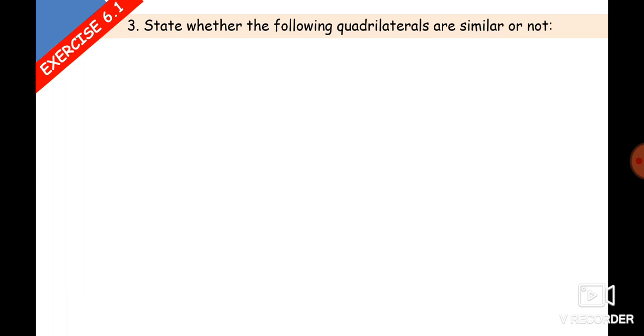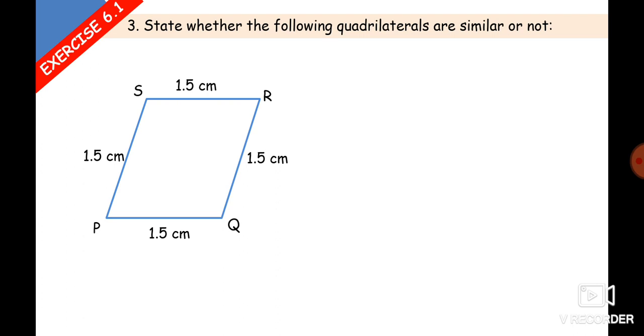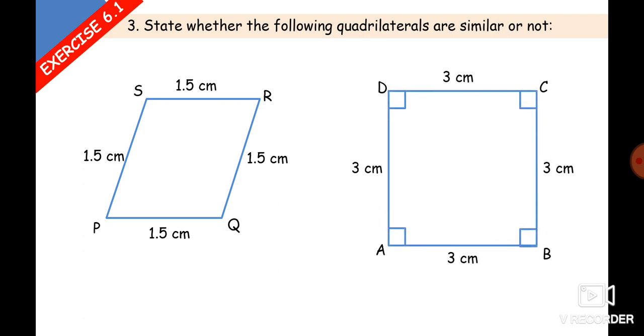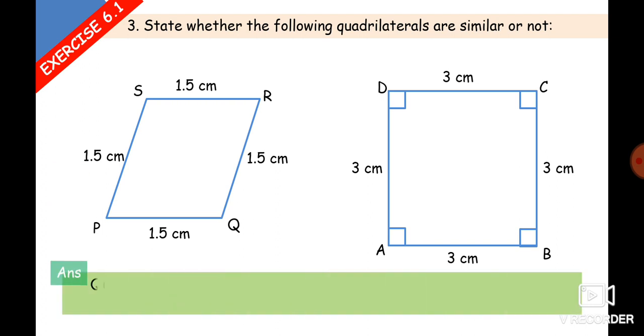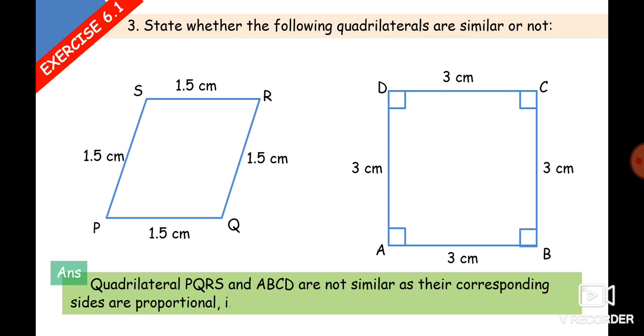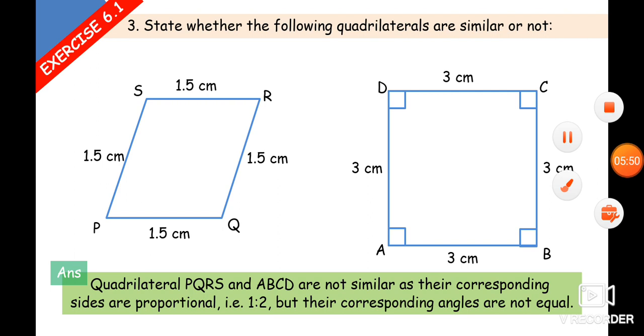Therefore these two figures are again non-similar figures. Let's see the last question of this exercise. State whether the following quadrilaterals are similar or not, right? So first we have a rhombus, then we have a square, right? When you compare their sides, they are in proportion, but when you see at the first glance, angles are not equal, so directly we can conclude that these two quadrilaterals are not similar. Hope it is clear to you all. Let's see the conclusion of this, right? So quadrilateral PQRS and ABCD are not similar, as their corresponding sides are in proportion, that is 1:2, but the corresponding angles are not equal. Therefore these figures are non-similar figures.